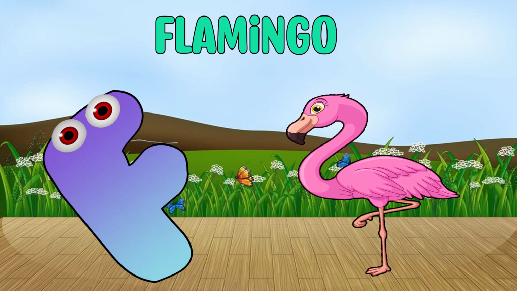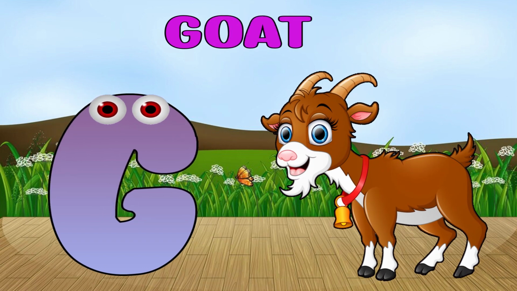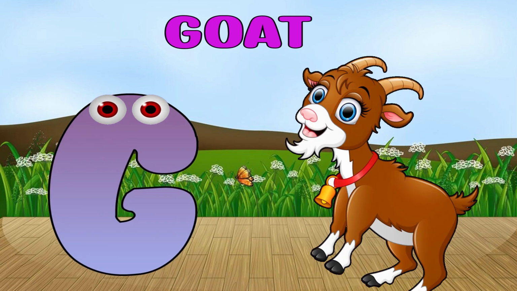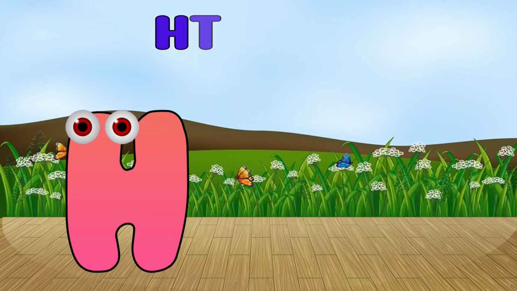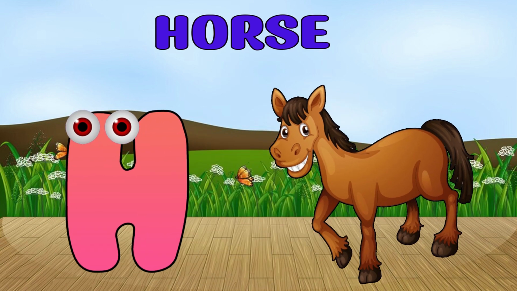F, flamingo. Goat, g, g, goat. G, goat. H is for horse, h, h, horse.